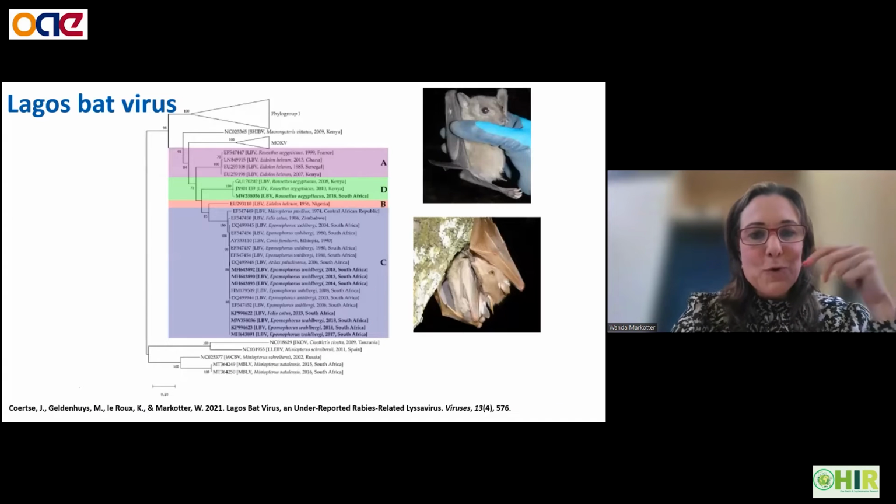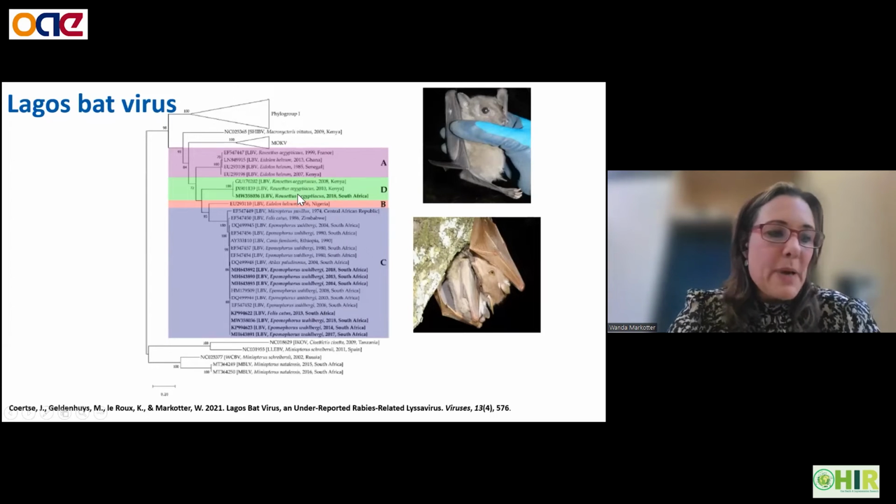It's not just for research purposes. So Lagos bat virus was always in South Africa, and this specific bat that you can see in the purple, Epomophorus wahlbergi, lives in between people. And it's really all over KwaZulu-Natal, and we always get one or two every year that's positive. But when we started expanding our research in South Africa to some of the other fruit bats, Rousettus, we also found it in that bat.